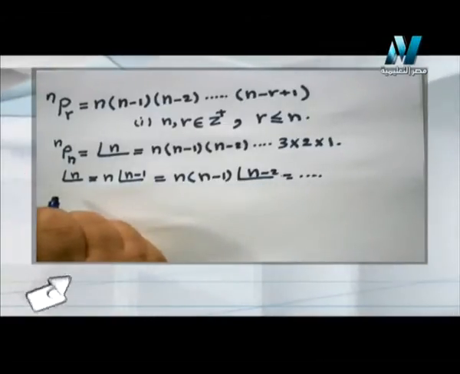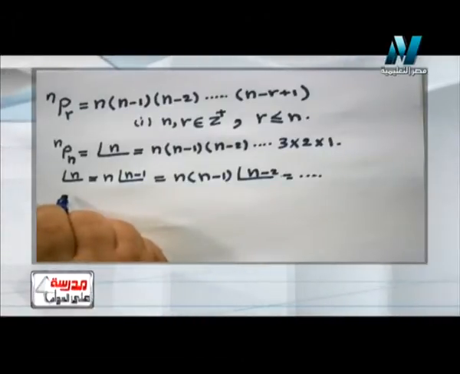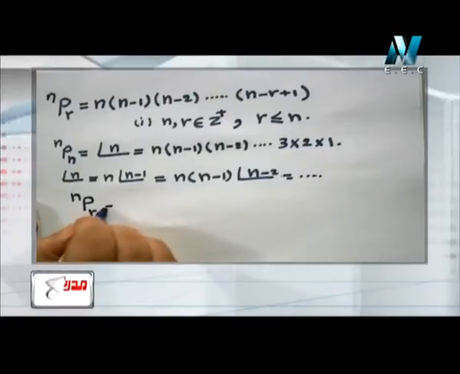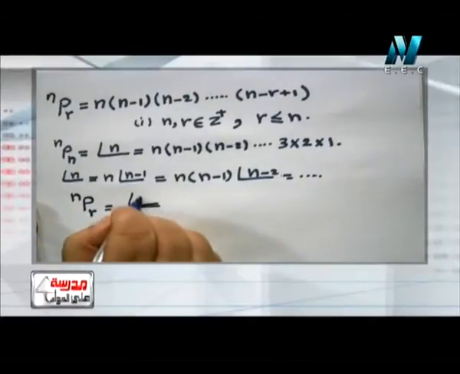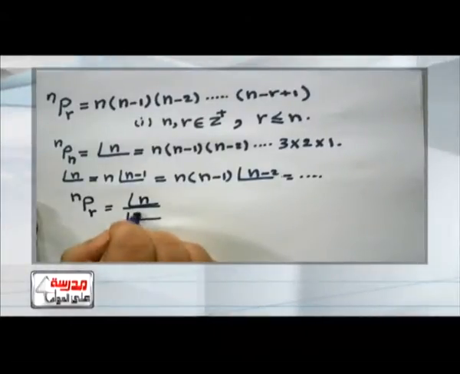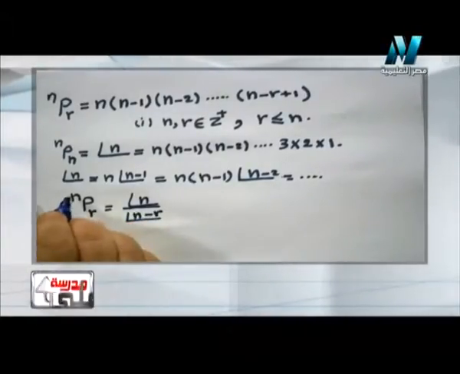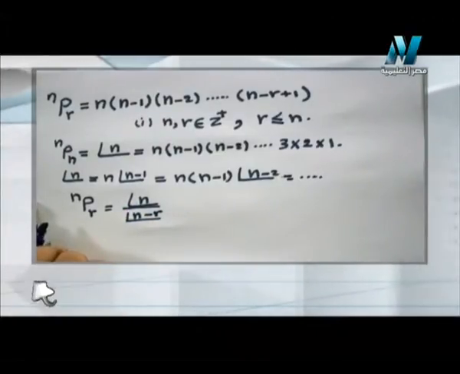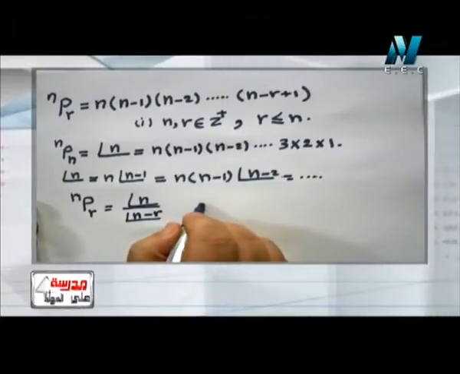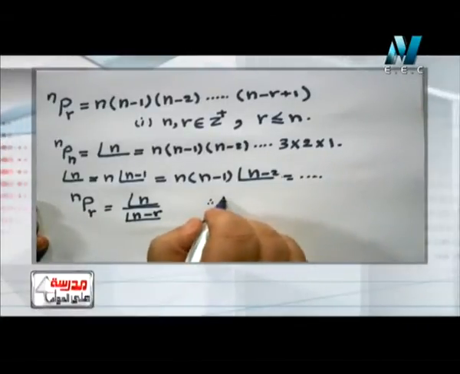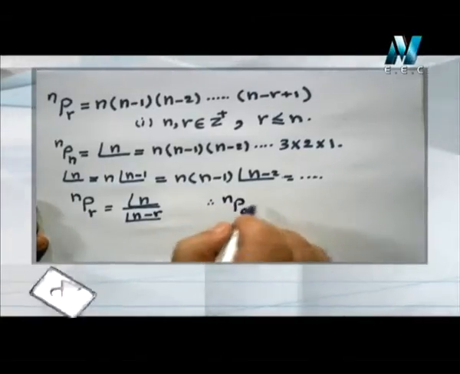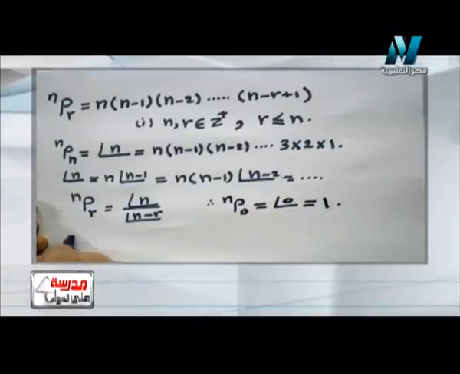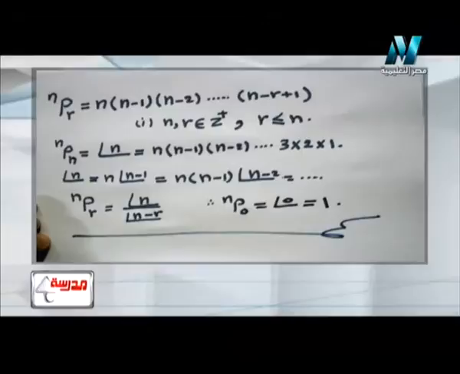The relation now between factorial and permutation, that law is nPr is equal to factorial n over factorial n minus r. As a result from this law, nP0 equals factorial 0, and each of them equals 1. This is the sum of the laws of permutation.